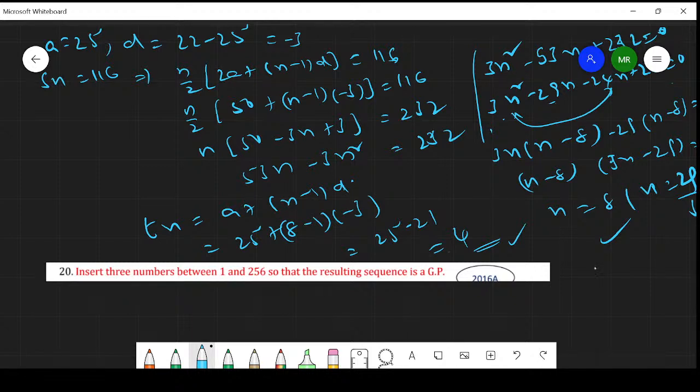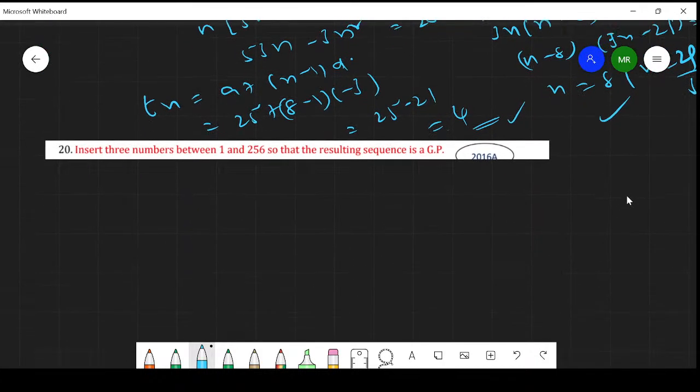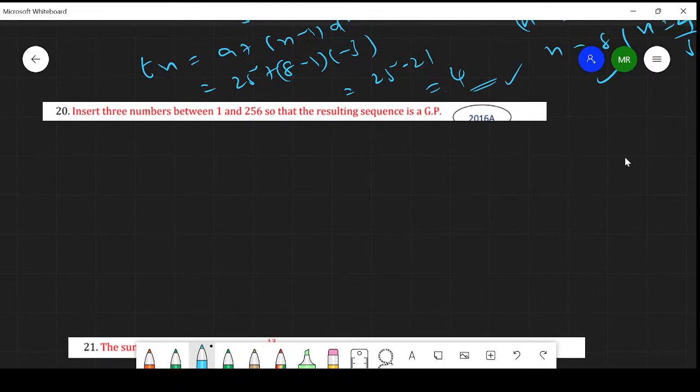Now see here the next problem. Insert 3 numbers between 1 and 256 so that the resulting sequence is a GP. So the resulting sequence is a GP means you can write it here. They are asking for 3 numbers.